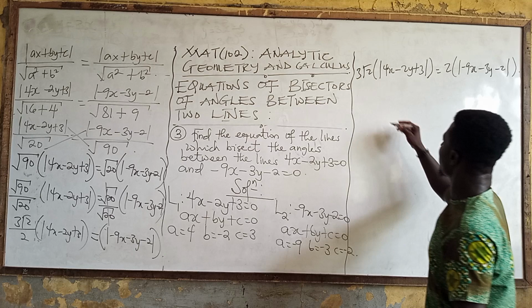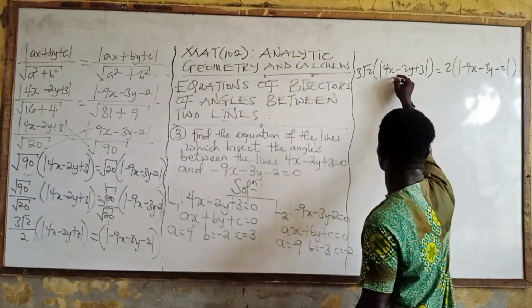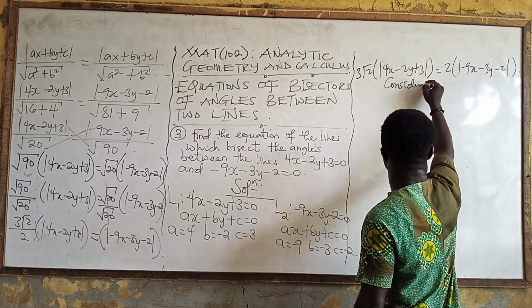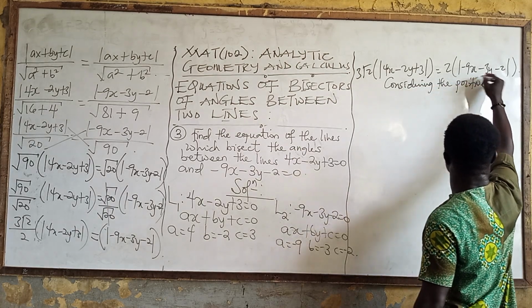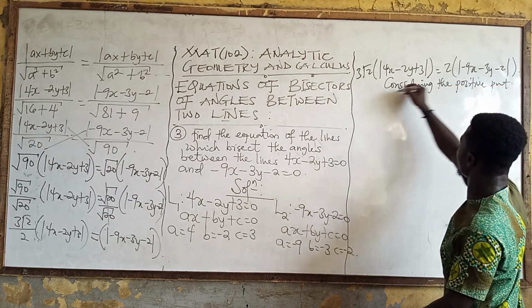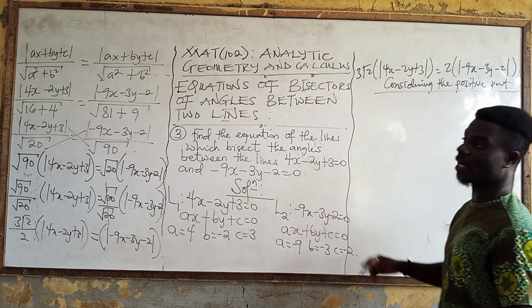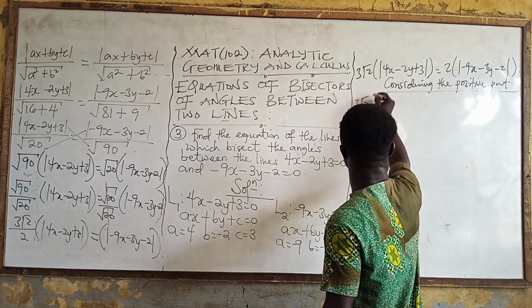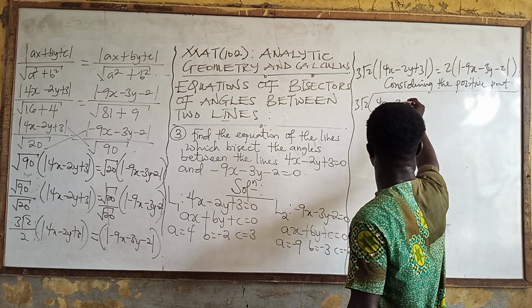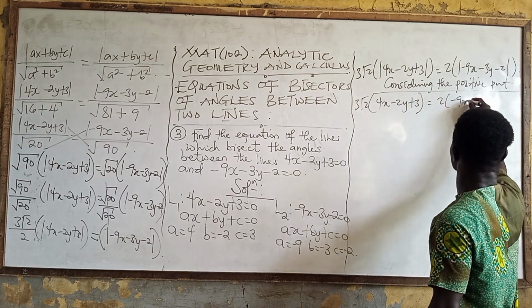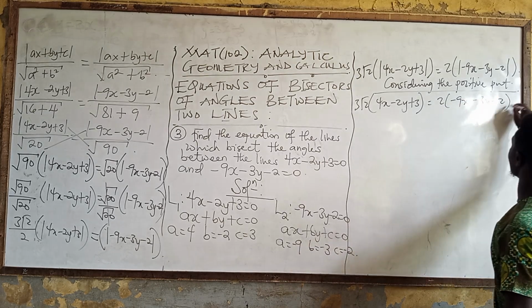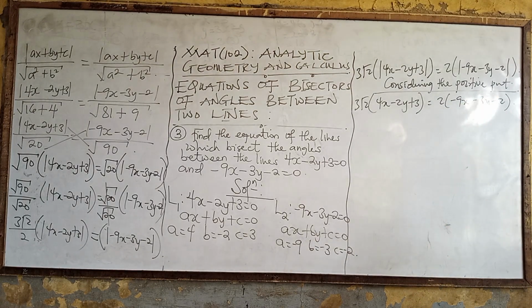So we consider the positive part, right? So considering the positive part of that. So I have 3 root 2 multiplying 4x minus 2y plus 3 equals 2 multiplying negative 9x minus 3y minus 2. So we are considering the positive part.